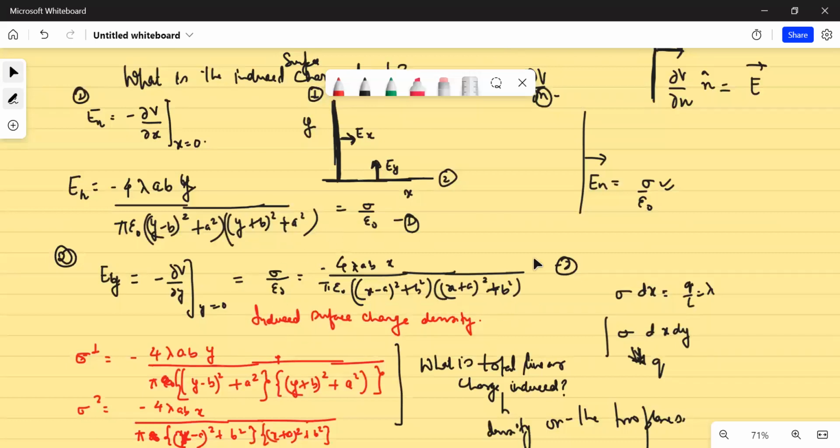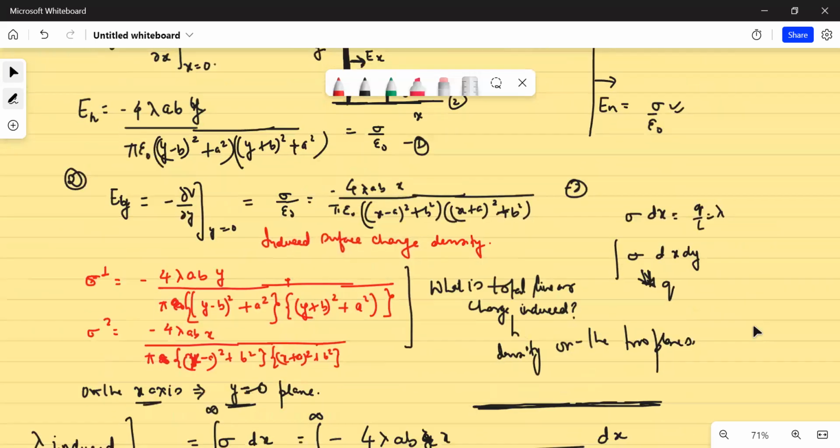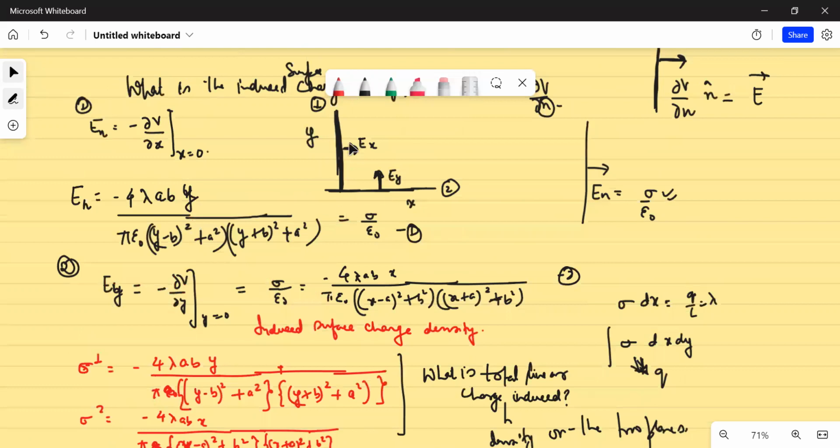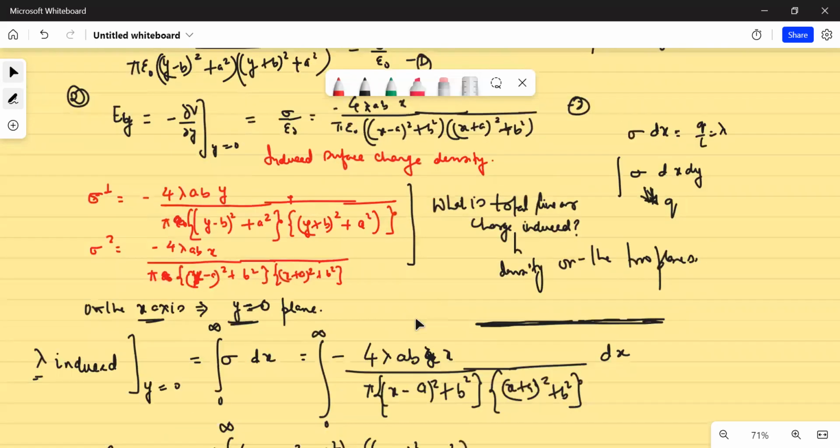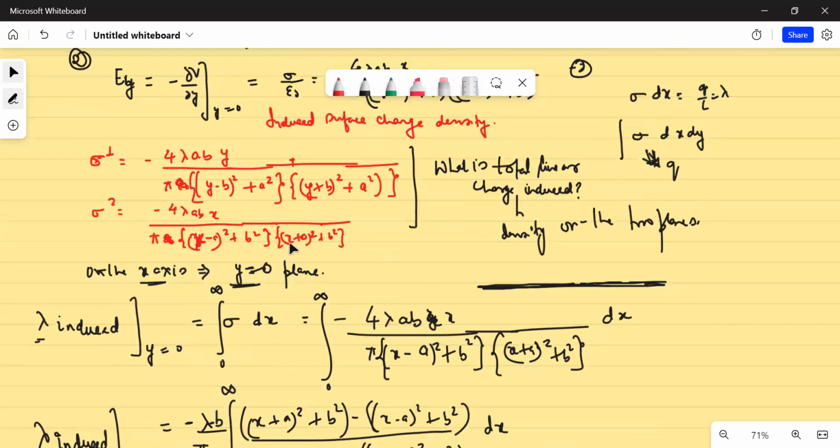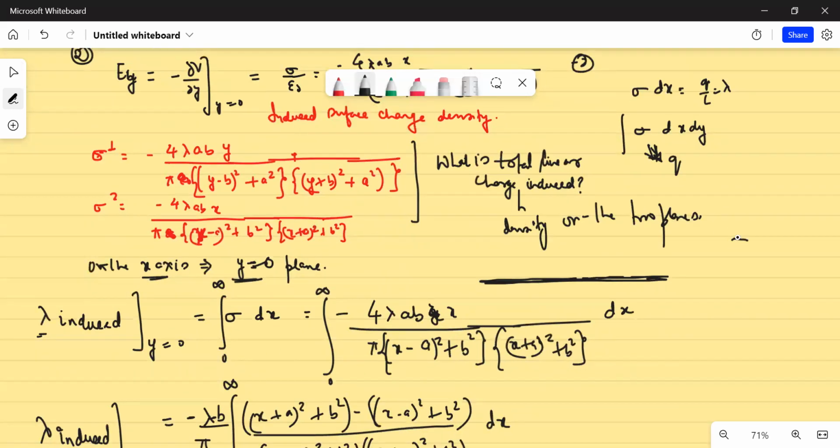Once we obtained the surface charge density, we were interested in finding the total linear charge density induced on these surfaces, or you can say on these axes. So what is the linear charge density which is induced? Because these are infinitely extending. If I had integrated sigma dx dy, it would have given me the total charge. But this is a single dimension, right? So that is a difficult thing to do.